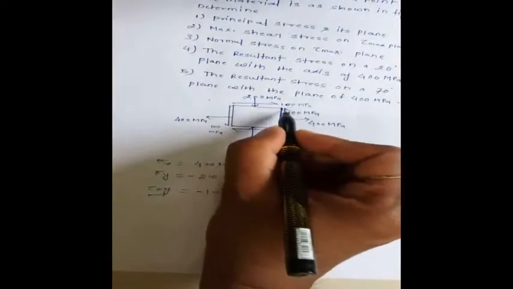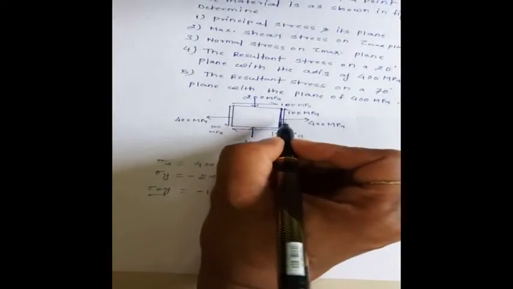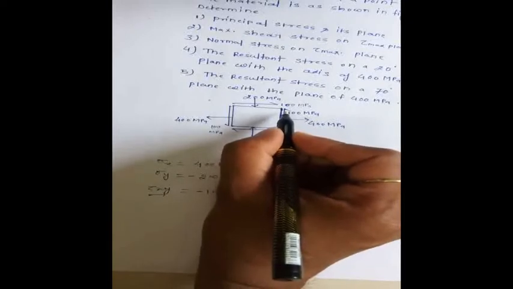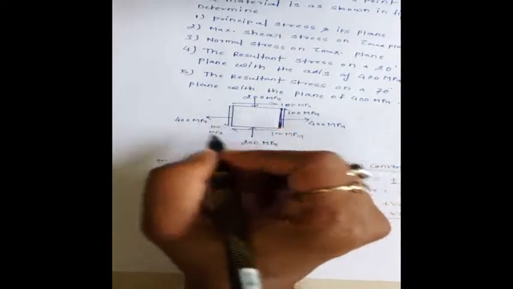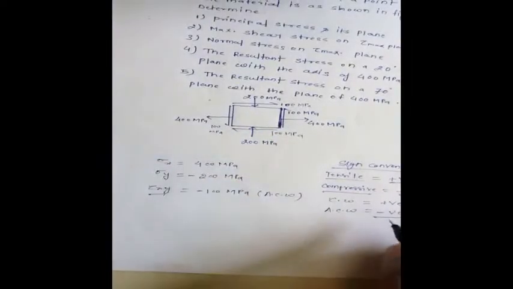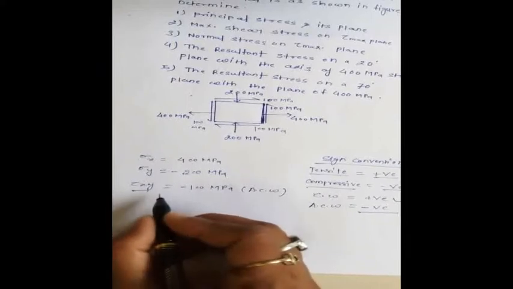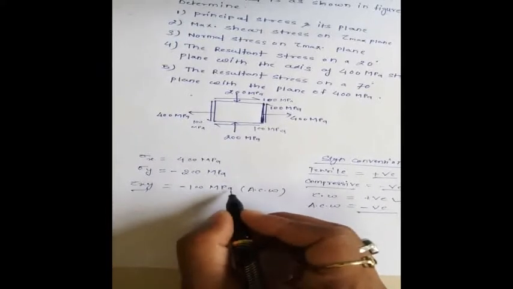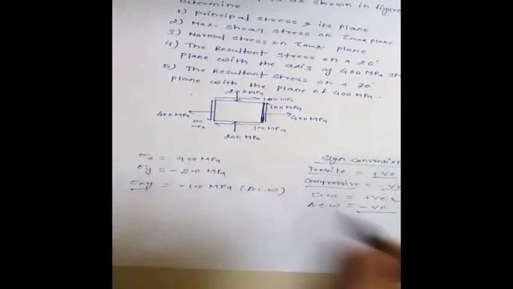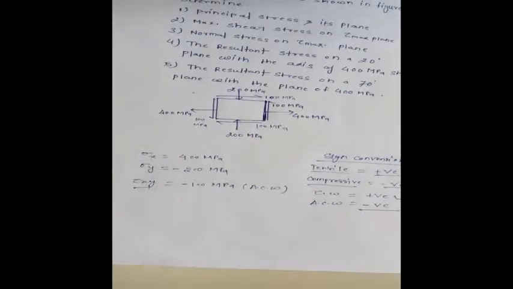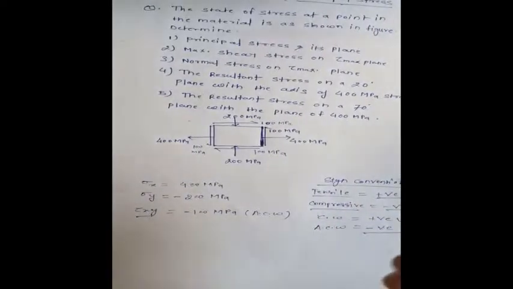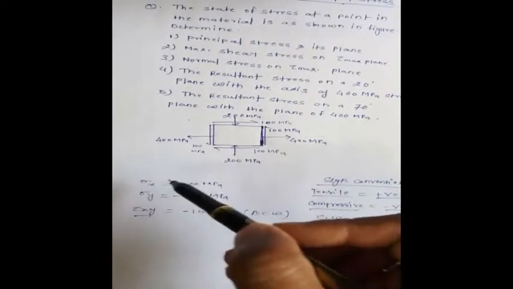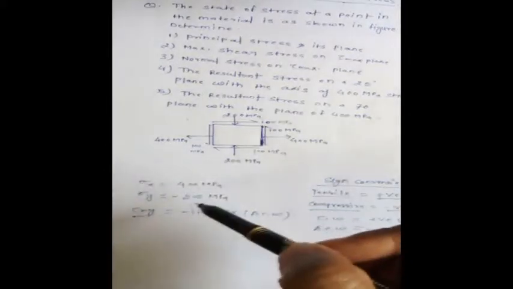Here you can see that this shear stress tau xy tries to rotate the system anti-clockwise. Anti-clockwise we take as negative, so the value of tau xy will be minus 100 megapascal. So one by one we'll solve the problem. As we have selected the reference plane and sign convention, and as per the sign convention we have taken all the values here, now one by one we'll solve the problem.